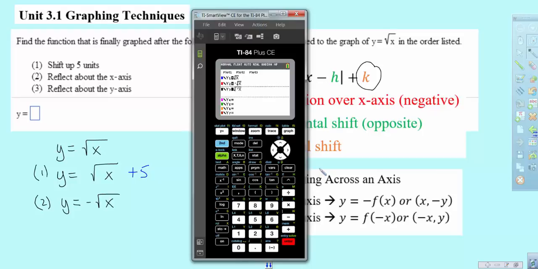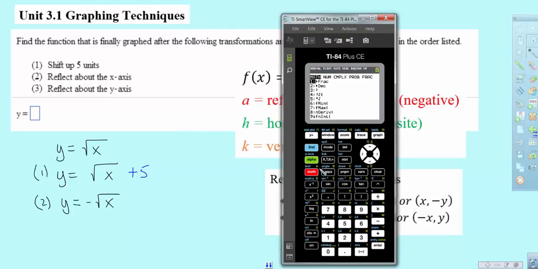So what we're looking at on our calculator right now is we have two different ways we can do this. We have the negative square root of x, and we have the square root of negative x. And what I'm trying to show you is which one's which. Alright, so I hit graph, take a look. So there's the parent function.